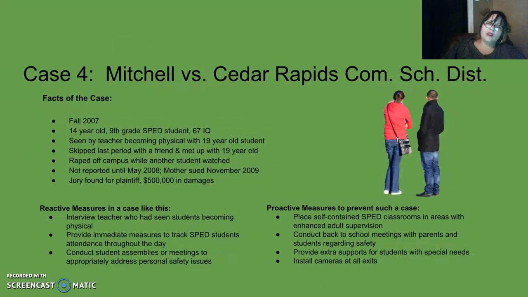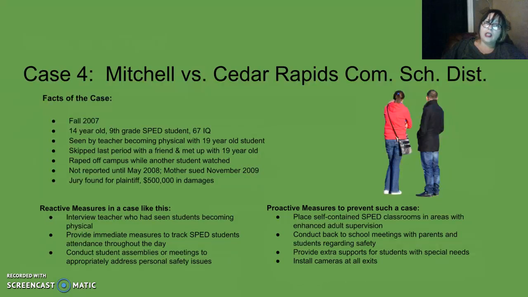Case 4, Mitchell versus Cedar Rapids Community School District. In this case, a 14-year-old 9th grader with a very low IQ, she was a SPED student, had been seen becoming physical with another SPED student that was 19 by the SPED teacher. This had been witnessed. She one day skipped last period with a friend, met up with the 19-year-old. They went to a house where that boy raped her while another student watched. That was in the fall of 2007. It wasn't reported until May of 2008. The mother sued in November of 2009, and the jury found for the plaintiff.